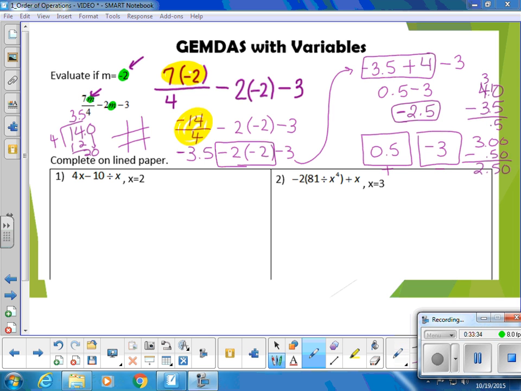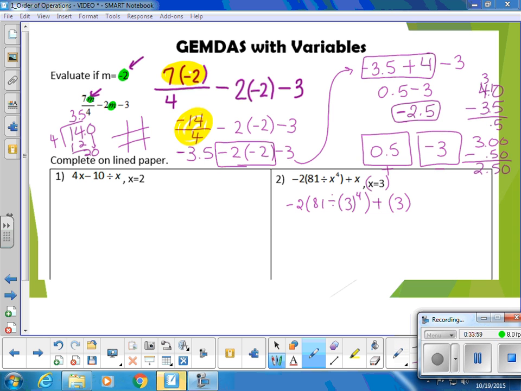All right, so again, this is what we're replacing. X is now 3. So let's replace. I have -2 times 81 divided by, and I have X here, so I'm going to put my little brackets and replace that X with a 3. And you have to keep your other original brackets. You can't lose those. And then I'm replacing this X also with 3.